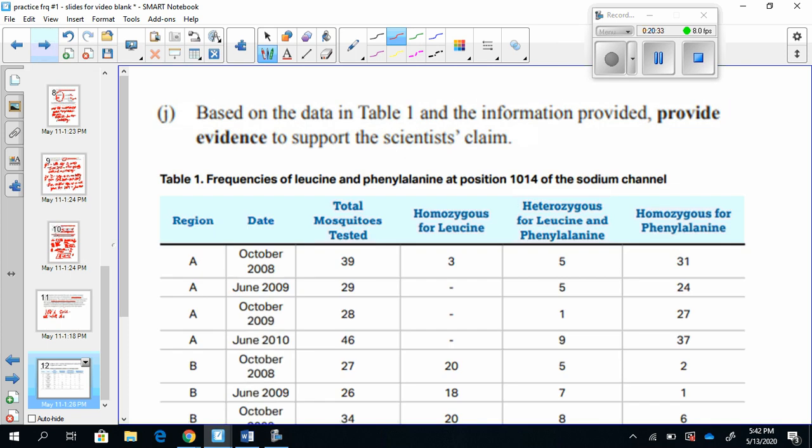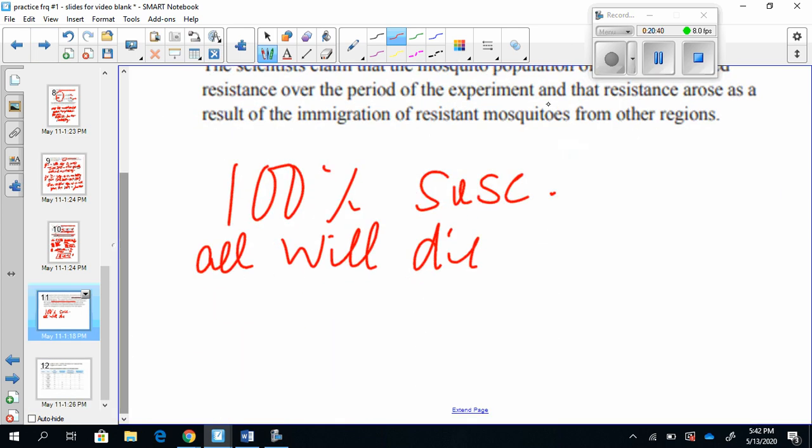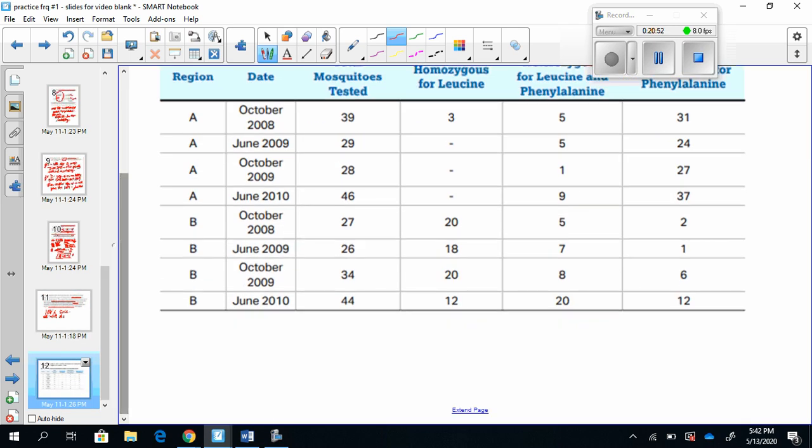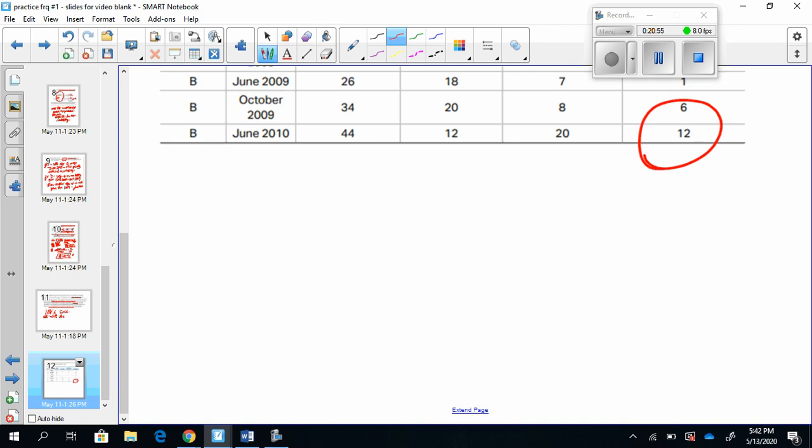And based on the data in table 1 and the information provided, provide evidence to support the scientists' claim. So the claim was that the mosquito population of region B evolved resistance over the period of the experiment, and the resistance arose as a result of the immigration. Okay, I would totally agree because look at what happened.